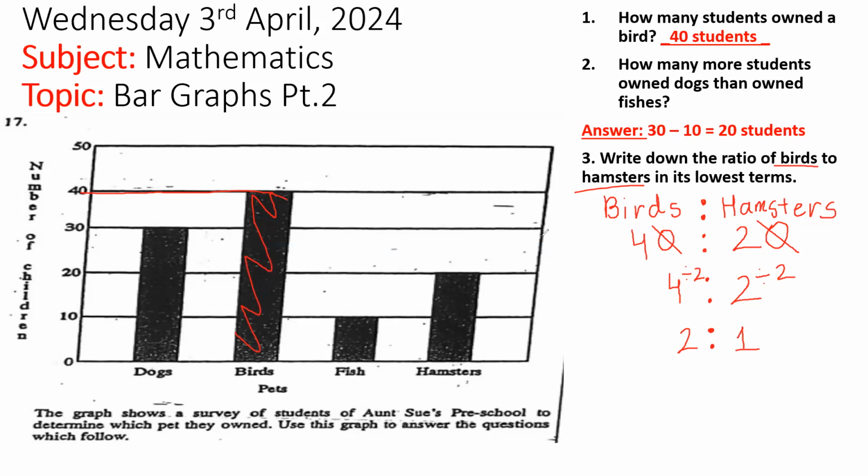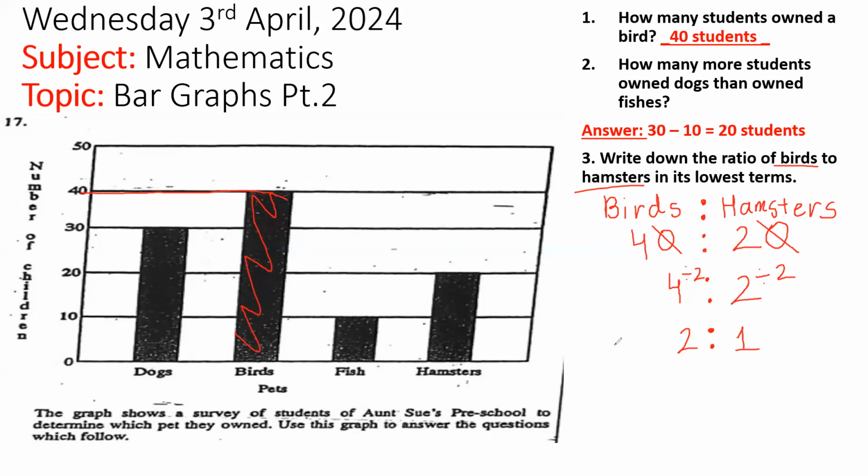Where is Brashawn? Brashawn, are you there? Where's Brashawn? Hello, Brashawn Turnquest, can you hear me? Can't hear from Brashawn. Kingston, where's Kingston? Explain how we got the 2 to 1, please.